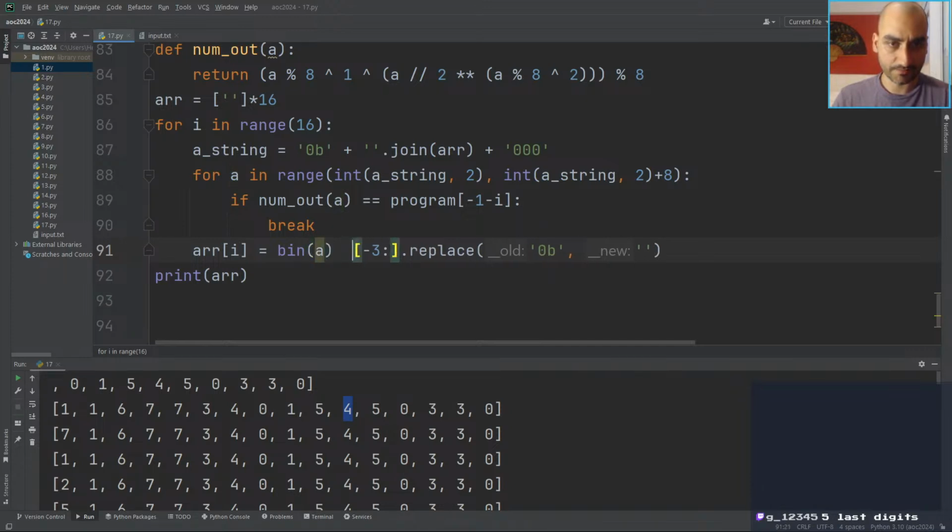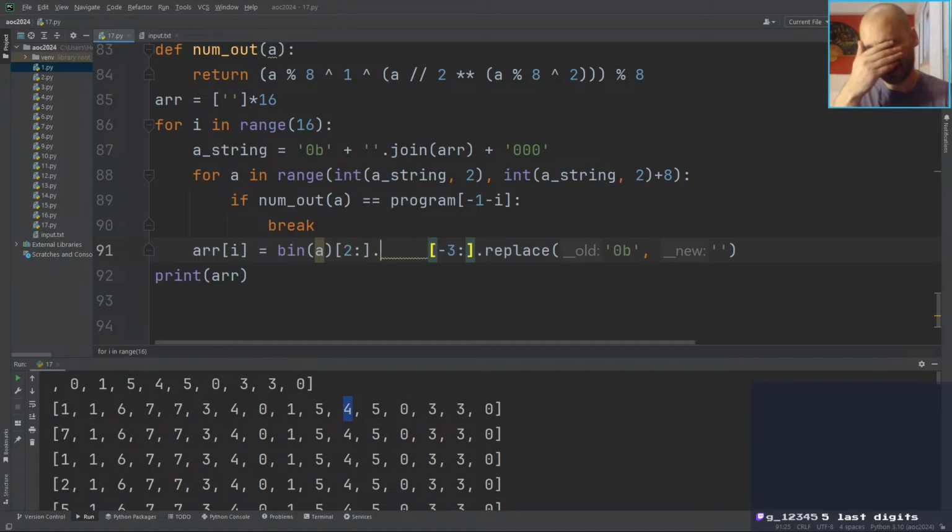Alright, so we take binary of A. That gives us a binary number. Strip off the beginning thing. Okay, then we get the remaining digits. And then I think we want to pad it. So how do you do that in Python again?